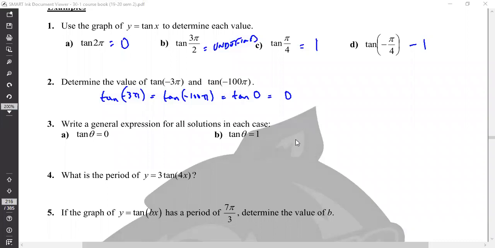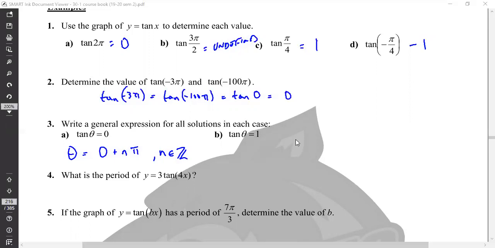Write a general expression. So when is this at a height of 0? So theta is equal to 0 plus n pi. It's plus n pi because it's 1 pi periodic. That gives us all of the solutions is pi times n.